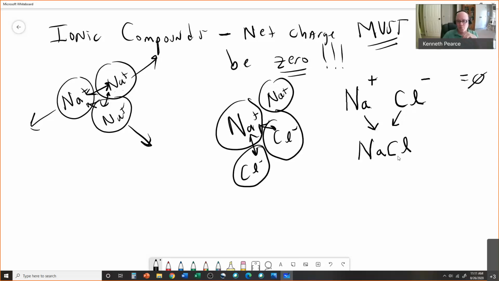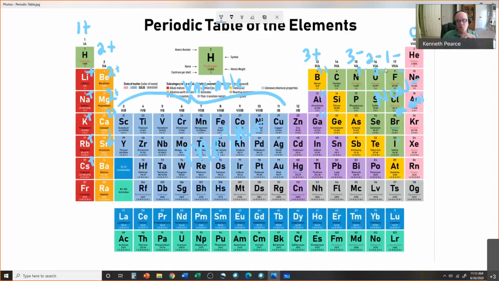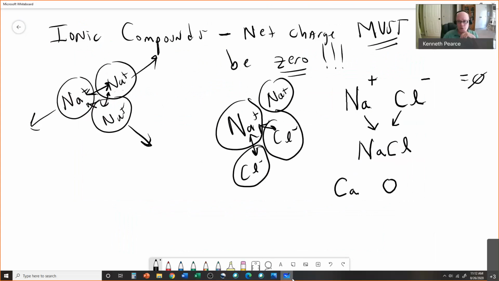And we can do the same with something like, say, calcium and oxygen. What would be the compound that we would get here? I look on my periodic table. I find calcium. I see it's in the 2+ column. I find oxygen. I see it's in the 2- column. And I go ahead and put the charges on, 2+, 2-, and they do add up to 0. 2 - 2 is 0. And so I can go ahead and push them together, and I have calcium oxide.